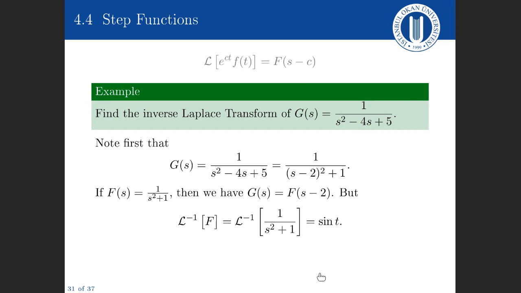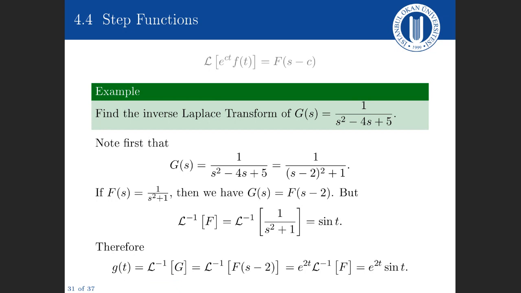What is the inverse Laplace transform of capital F? That's a straightforward one. That's one of the elementary ones. That's just sine t. So in the formula at the top, small f is equal to sine t. So small g, that's the inverse Laplace transform of capital G. We want the inverse Laplace transform of capital F at s minus 2, from the formula at the top. That's e to the power of 2t times the inverse Laplace transform of capital F, so e to the power of 2t sine t.